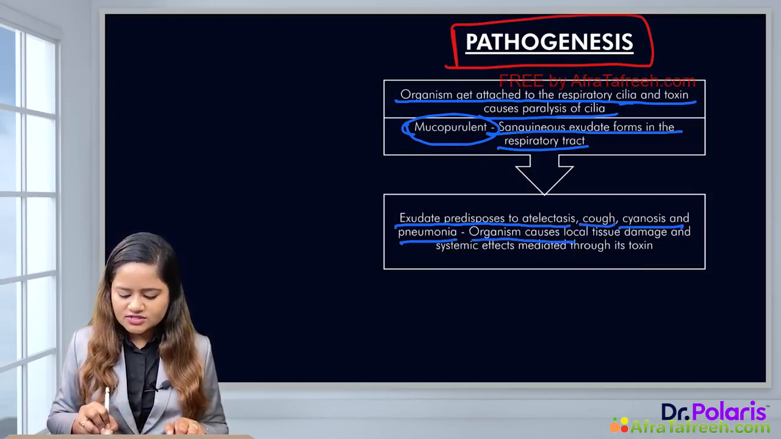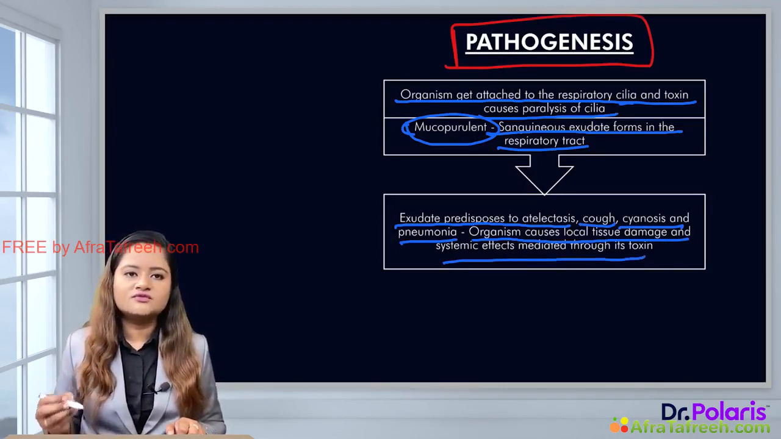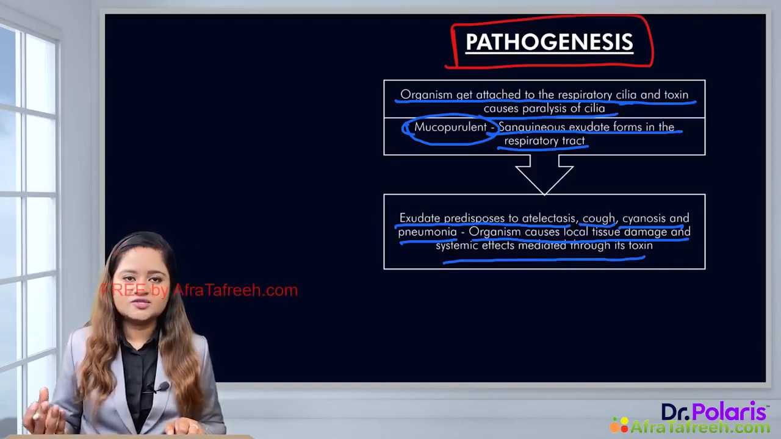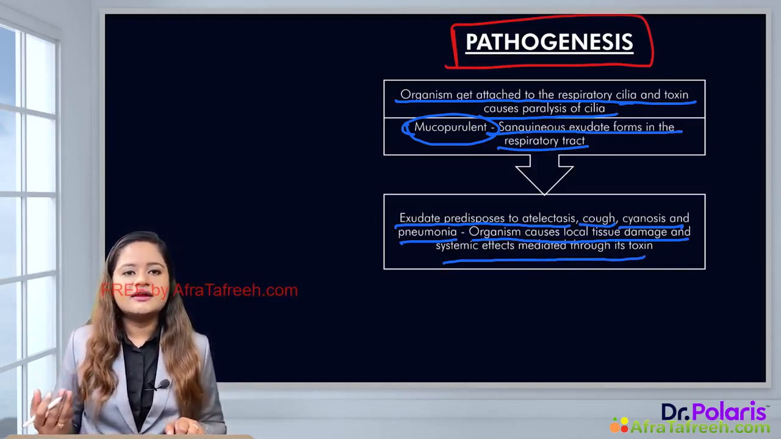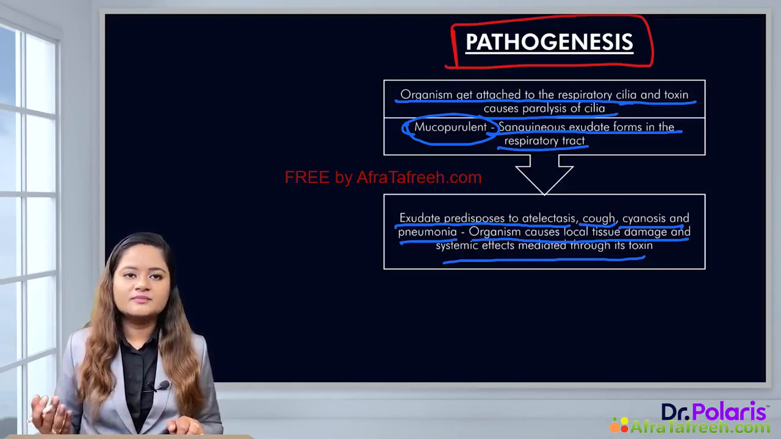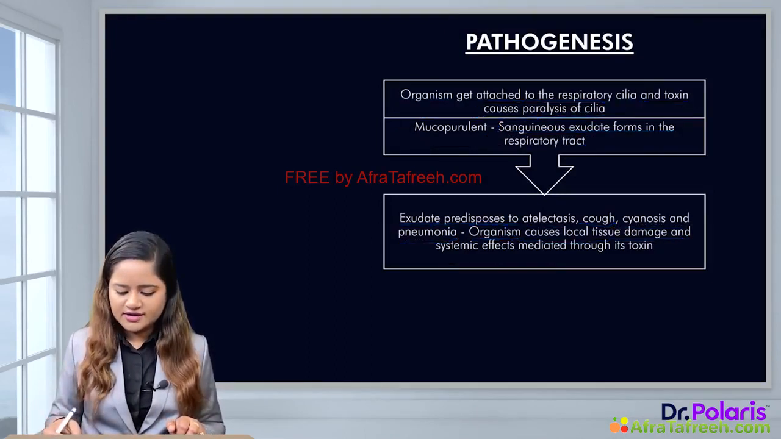The organism causes local tissue damage and systemic effects, which is mediated once the toxin from that local tissue damage goes and spreads inside the blood. So it can get released from there and it is going to affect the entire body. So the local area gets completely damaged. It can result into coughing episodes, production of sputum and result into a very bad pneumonia episode.